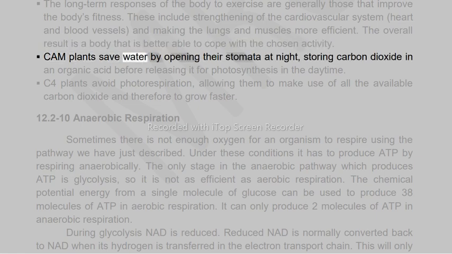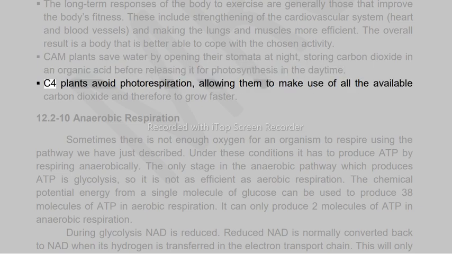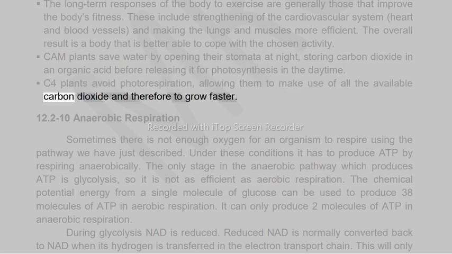CAM plants save water by opening their stomata at night, storing carbon dioxide in an organic acid before releasing it for photosynthesis in the daytime. C4 plants avoid photorespiration, allowing them to make use of all the available carbon dioxide and therefore to grow faster.